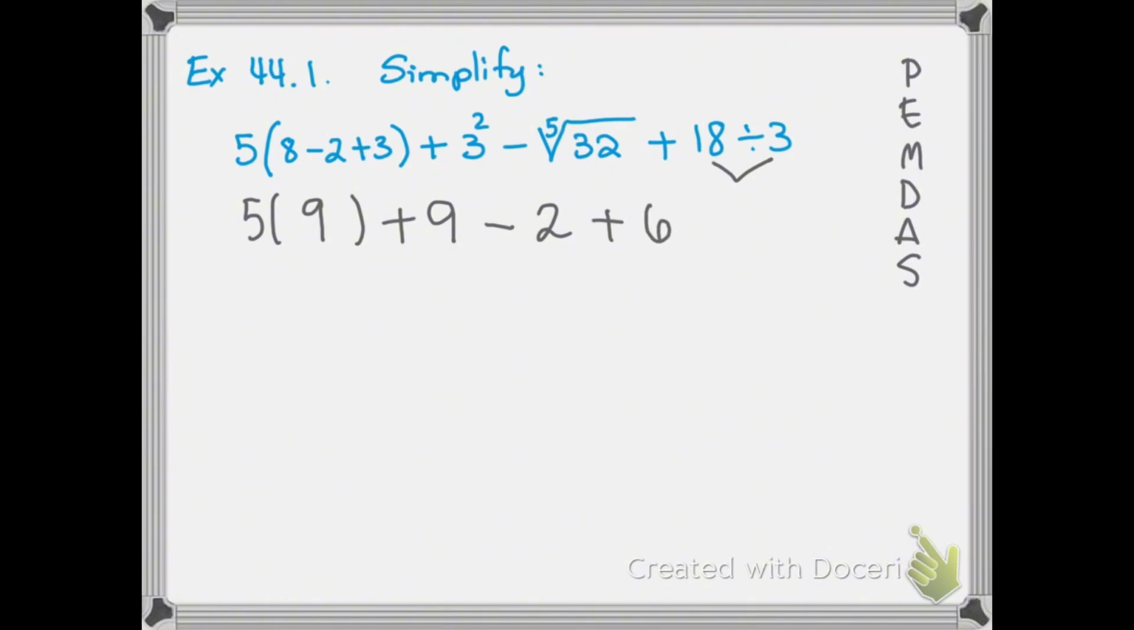Now, the only thing we have to do before adding and subtracting is this multiplication. So we put 45 plus 9 minus 2 plus 6. And that's going to be 54 minus 2 is 52, plus 6 is 58. And that's it. Very, very simple. You just have to work in order.